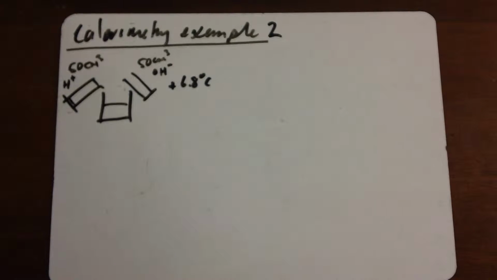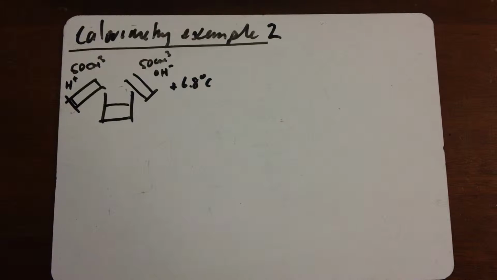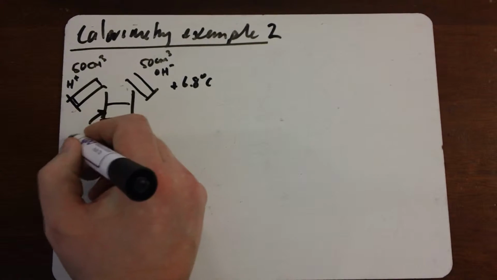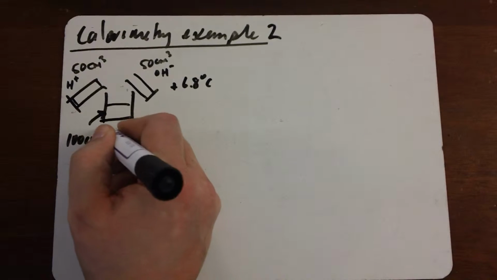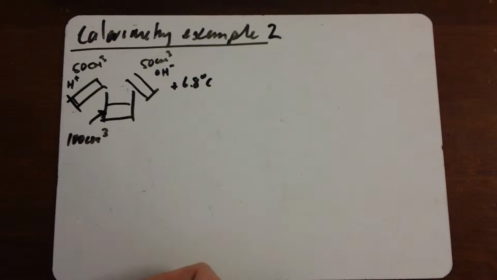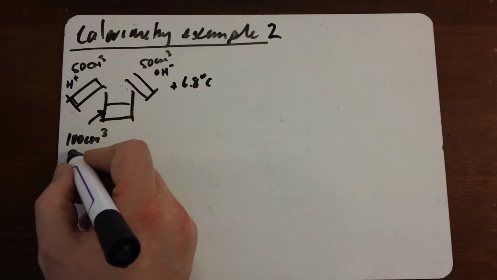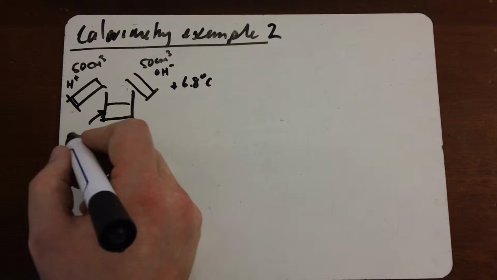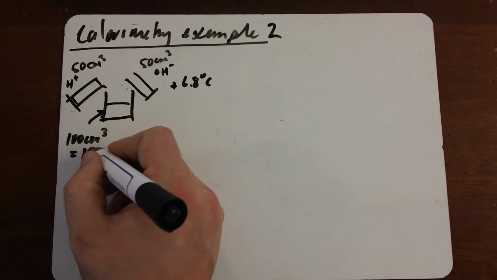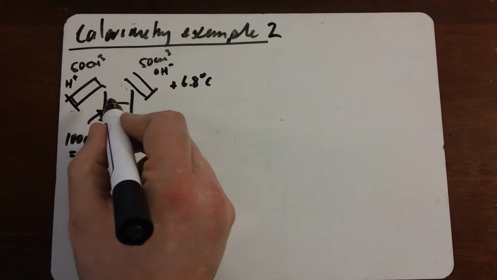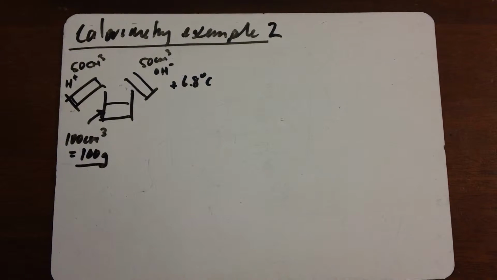Calculate the enthalpy of neutralization for the reaction. Assume that the density of the solution is 1 gram per centimeter cubed. What that's telling you is that the new volume formed, in this case, is going to be 100 centimeters cubed. If the density is 1 gram per centimeter cubed, it means that for every 100 centimeters cubed, it's going to weigh the same amount in grams. So that's going to be useful for the mass of solution being heated.